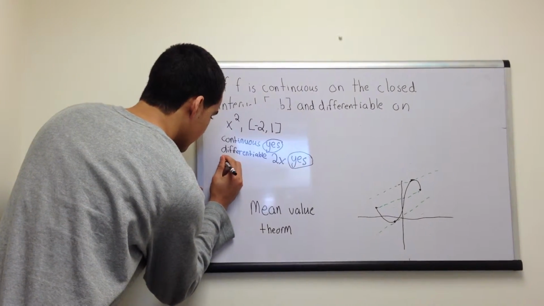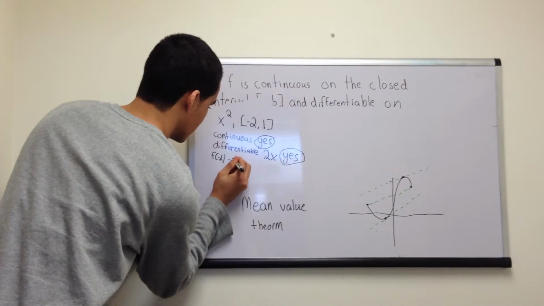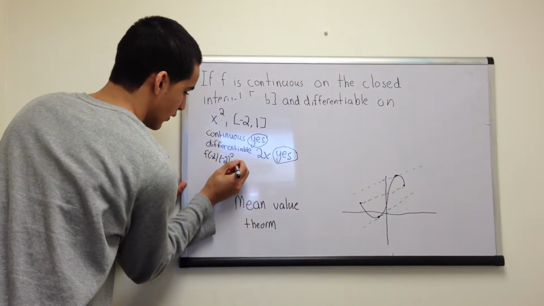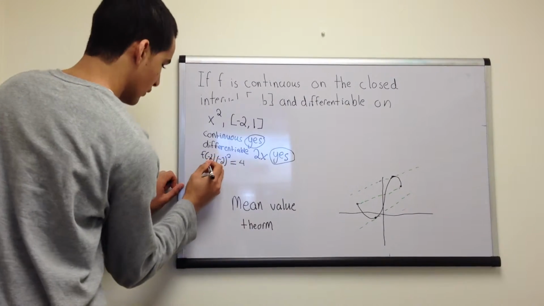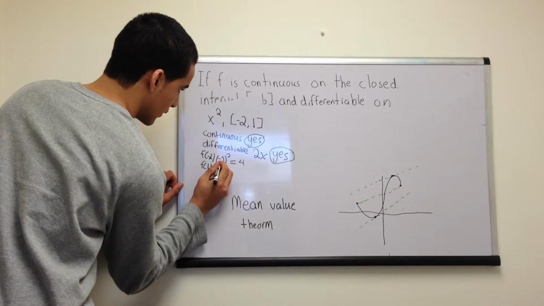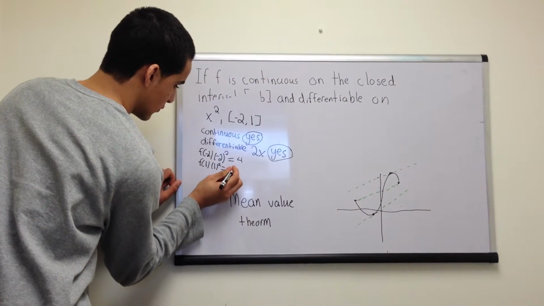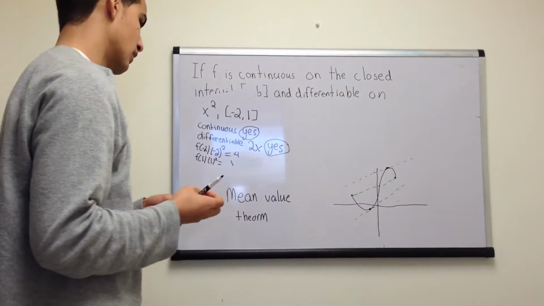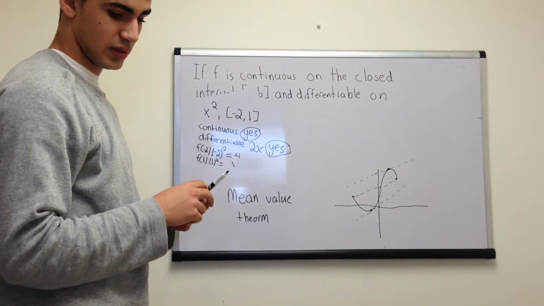So f of -2, plug it in, ends up being 4. The other one, f of 1, you plug it in, ends up being 1. See, obviously these aren't the same, but that doesn't matter. So what we're going to do is plug it into the formula. Well, I erased it. I'll write that down again.